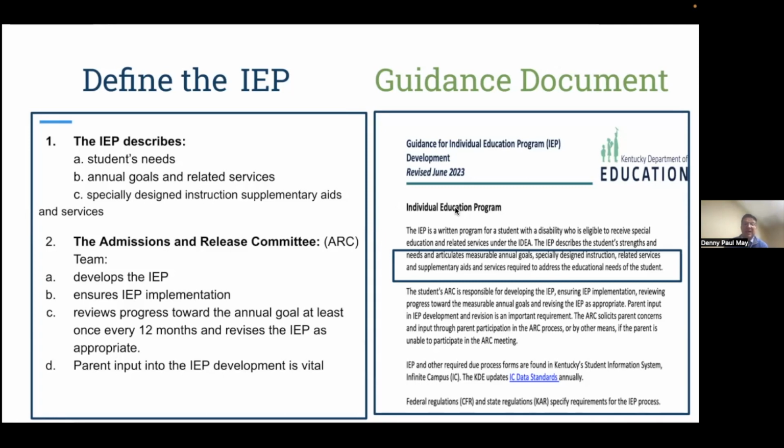And then the IEP also describes what specially designed instruction is and what supplementary aids and services are. And so we need to know the difference between those. There's a good document, we call it the schoolhouse document, that does a good job of explaining that. And we also have some books and things, and we're going to talk about that a little bit at the end, about what specially designed instruction is.